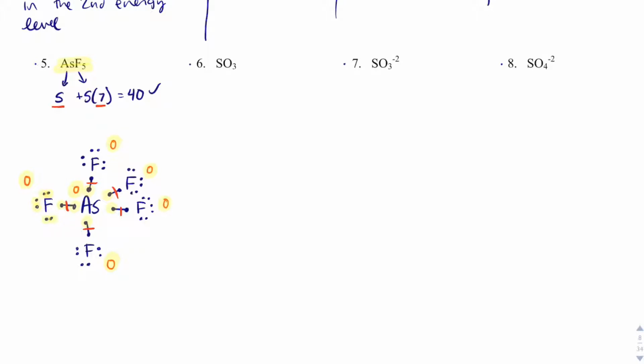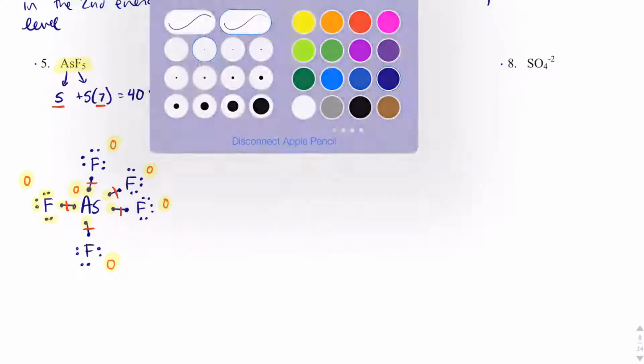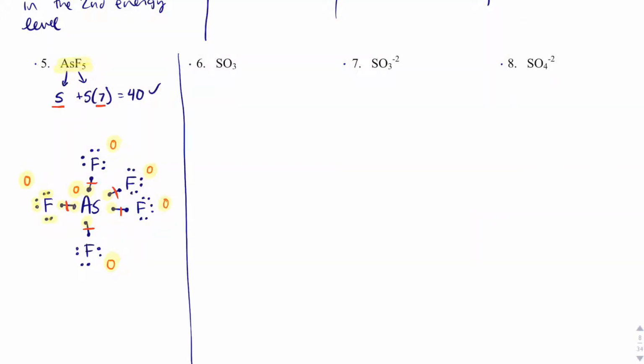Okay? And the best Lewis structure is the one that minimizes formal charge, meaning that gets us as close to 0 as we possibly can. And so this is a very stable structure because we have completely minimized our formal charge.